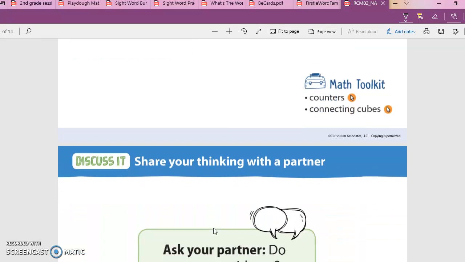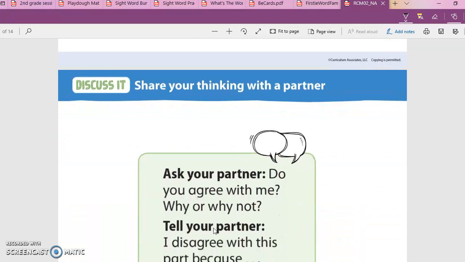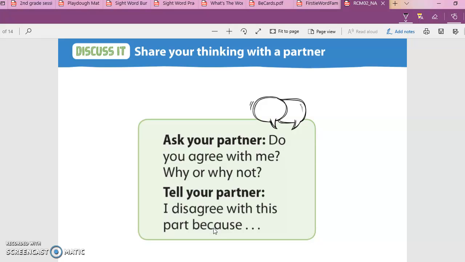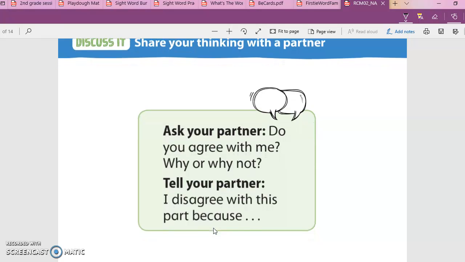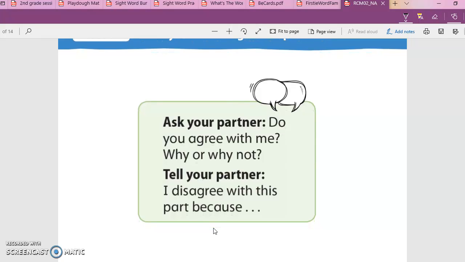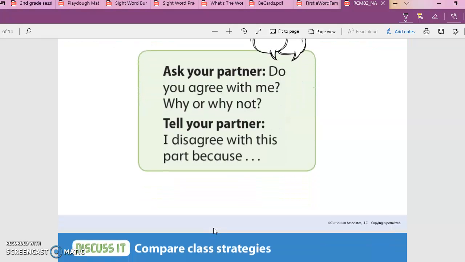And this is the same problem. So if we were in class, we would talk with a partner about which strategy you used to solve the math problem and help each other understand the different strategies. If you have a sibling or an adult by you, maybe you could walk them through how you solve the problem.